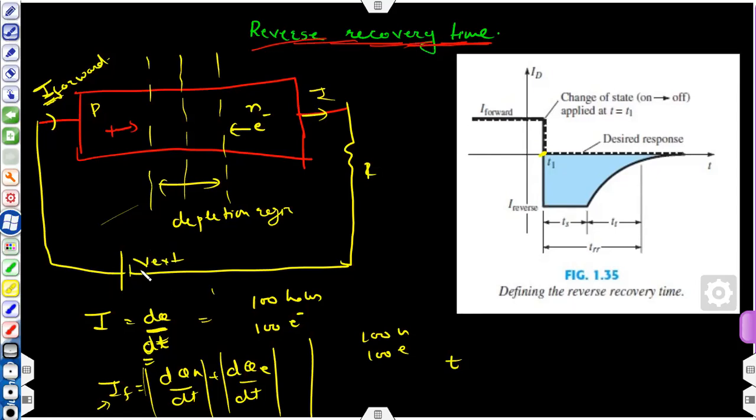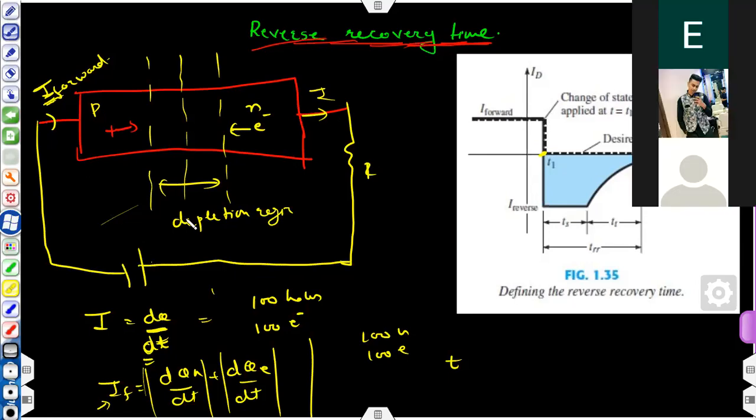At this point t1, I instantly reverse the polarity of this external voltage source. Reversing polarity means now I have this minus connected to the P side and plus connected to the N side. This is at t1. Okay, so what will happen if you consider that this diode is ideal?